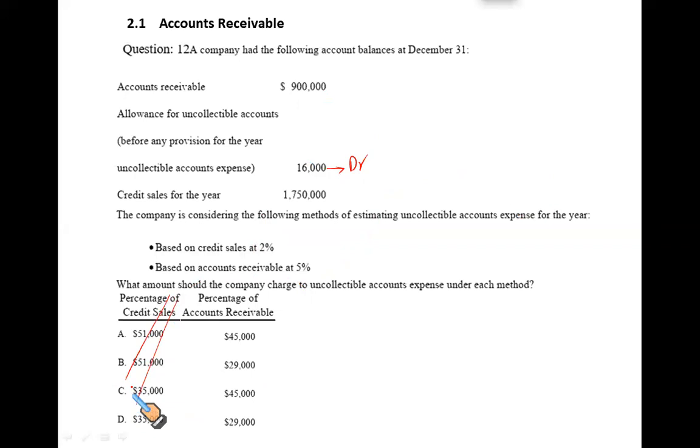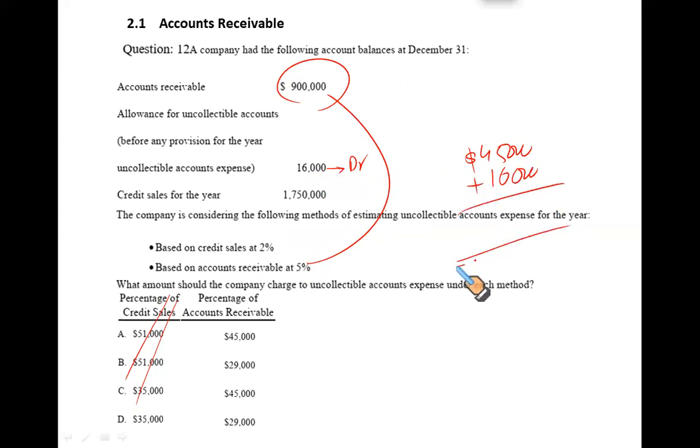Now, if you need 5% of your account receivables, which is $45,000, but you already have a $16,000 debit balance, you will have to add this amount to 45,000. Now you're going to create a provision for the total, 45,000 plus 16,000, which is 61,000. You debit the bad debt expense for $61,000 and credit your allowance. Why? Because the 61 will neutralize the 16 and the net amount will be exactly what we need. It's very unlikely you will be tested on this, but that is what you need to see.